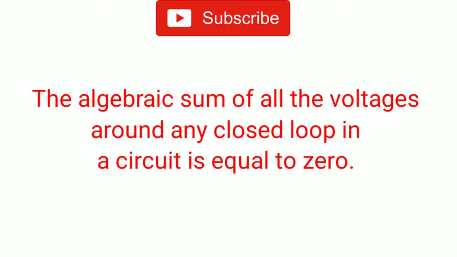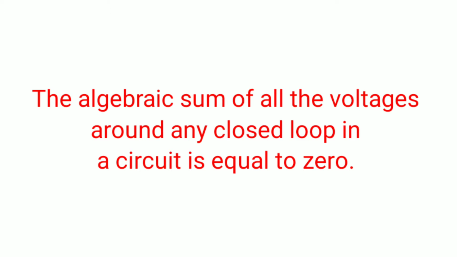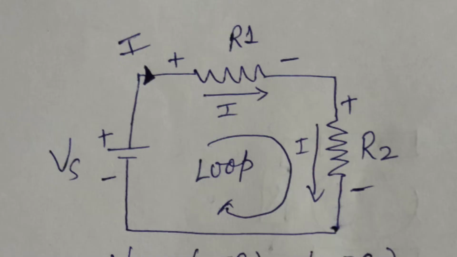Okay, today we will learn about the Kirchhoff voltage law, or we can say Kirchhoff's second law. His voltage law states that for a closed loop series path, the algebraic sum of all the voltages around any closed loop in a circuit is equal to 0. This is because a circuit loop is a closed conducting path, so no energy is lost.